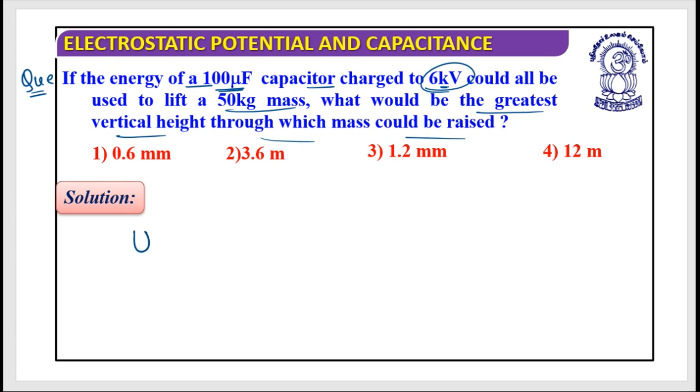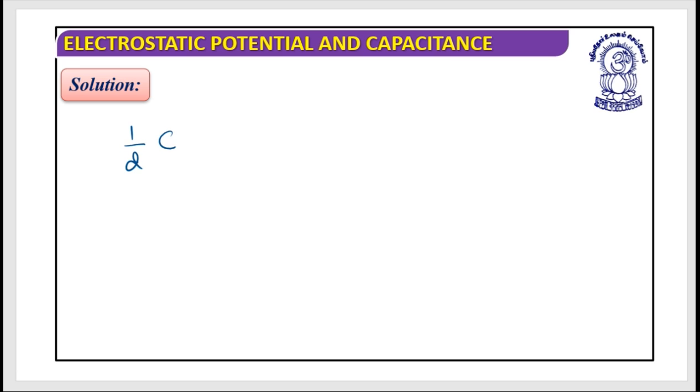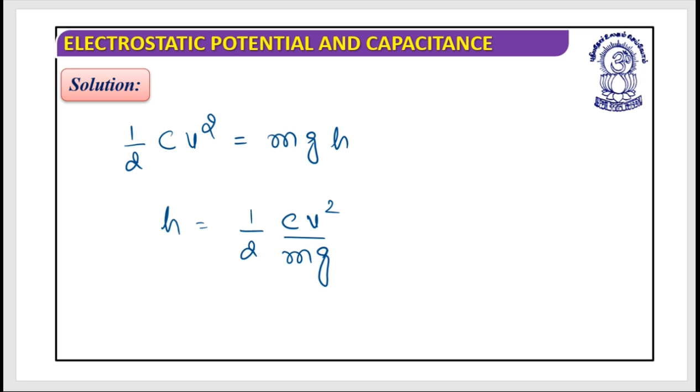So energy stored in a capacitor could be written as half CV square, and the greatest potential energy would be equal to M into G into H. Yes, I am going to do this task with the help of half CV square. So half CV square should be equal to M into G into H. So this H should be equal to half CV square divided by M into G. I'm sure you can do this.